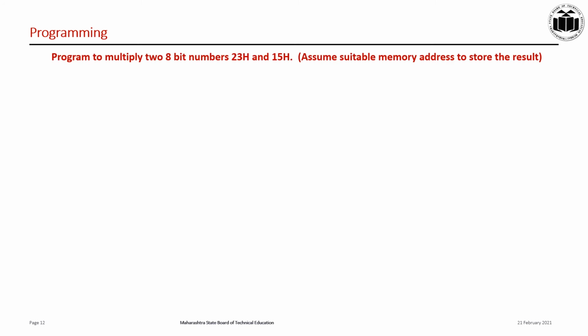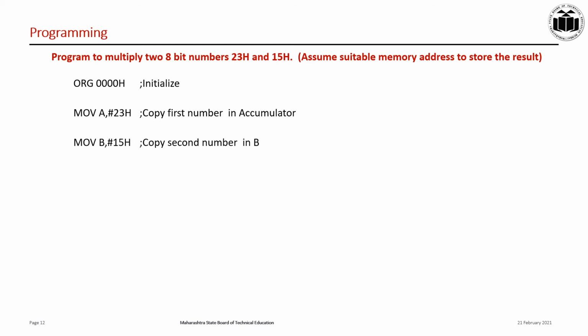Proceeding further, we have program to multiply two 8-bit numbers 23H and 15H. ORG 0000 to initialize starting memory address. MOV A, #23H. This will copy first number in accumulator. MOV B, #15H. This will copy second number in register B. Multiplication of these two numbers can be done by using instruction MUL AB.